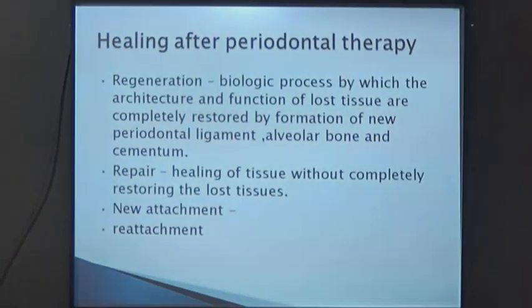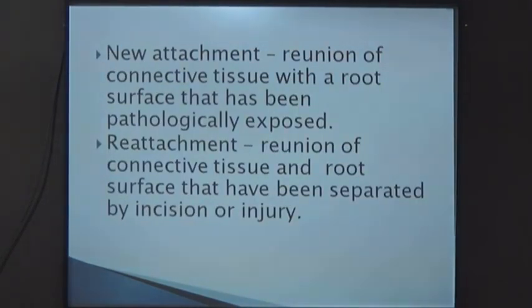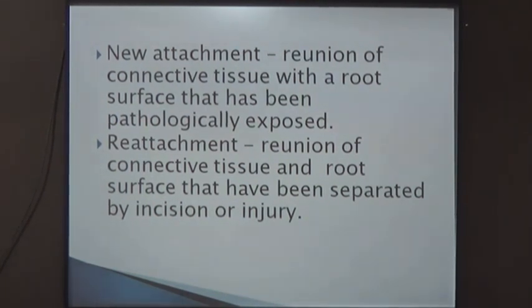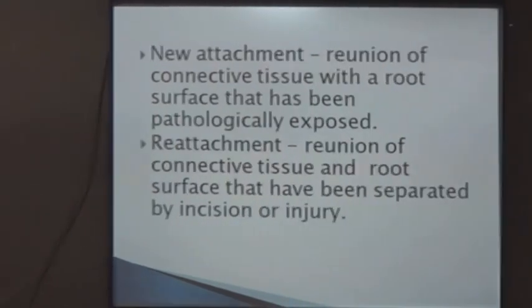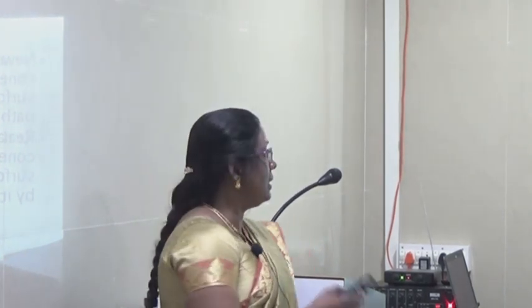And new attachment and reattachment. Now, new attachment: reunion of connective tissue with the root surface that has been pathologically exposed. When the root surface is pathologically exposed, apart from that, recession can even be physiological. Periodontal pocket, isn't it? In the pocket, the root is pathologically exposed to connective tissue, granulation tissue and microorganisms, isn't it? There is a new attachment.